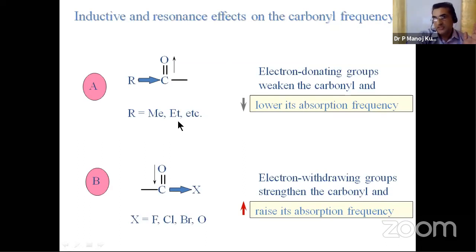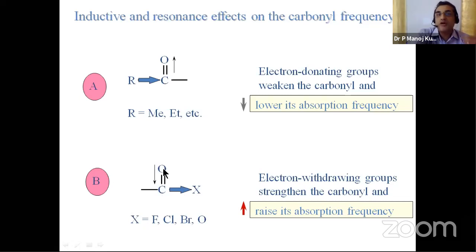Similarly, on the other side, when you have a group which can withdraw the electrons, what will happen? The polarity will get reduced. Why will the polarity get reduced? Because previously I said the carbon can be partially positive and oxygen can be partially negative. But here, the carbon cannot effectively donate the electrons to oxygen.